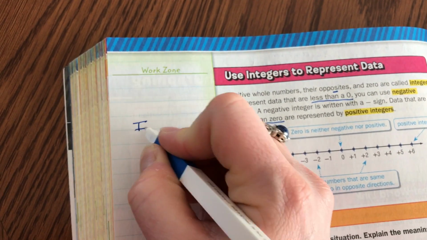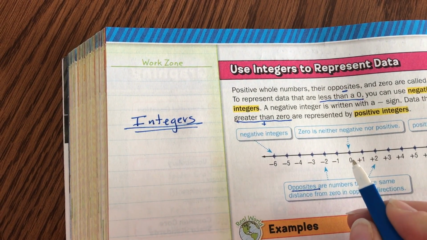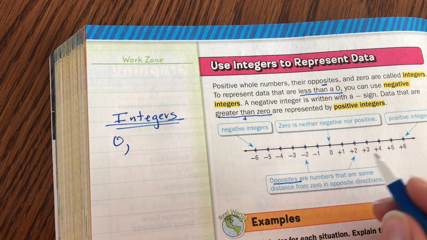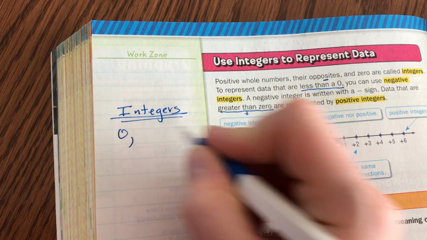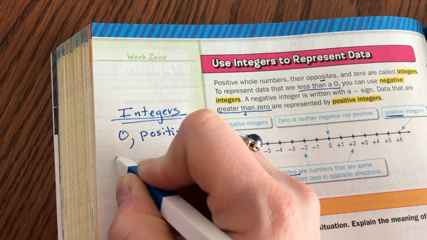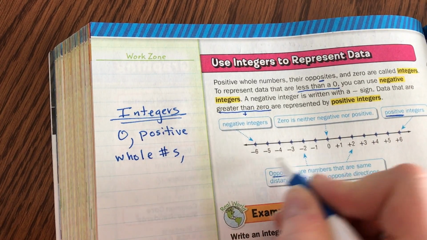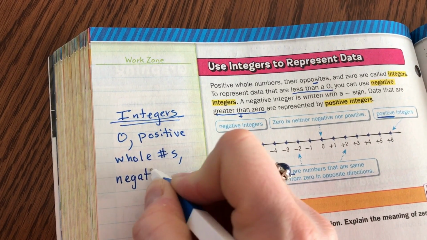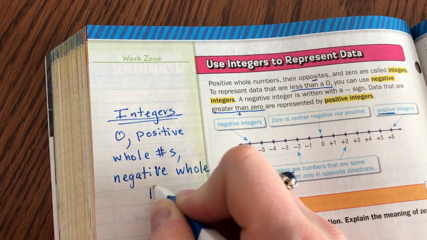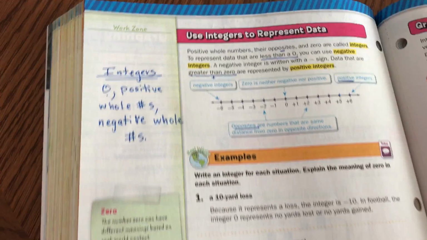So let's write this here about integers. What numbers are integers? What's this neutral number? 0. And then numbers greater than 0 that are whole numbers, right? So what are numbers greater than 0 are called positive. So positive whole numbers. And then negative whole numbers. So we are not talking about fractions or decimals or anything yet. We're just talking about 0, positive whole numbers, and negative whole numbers.